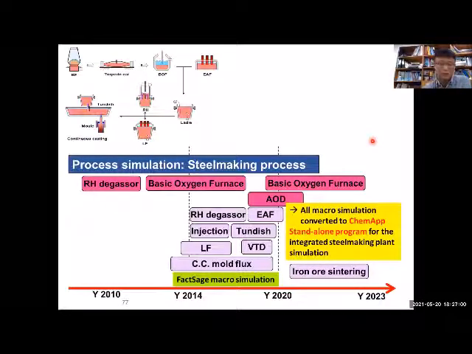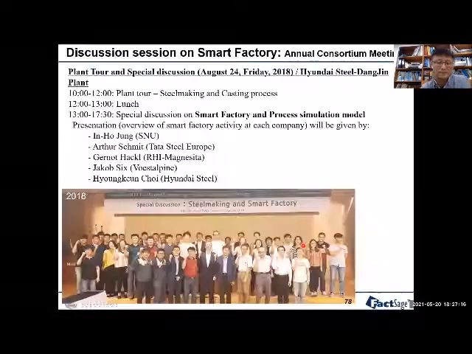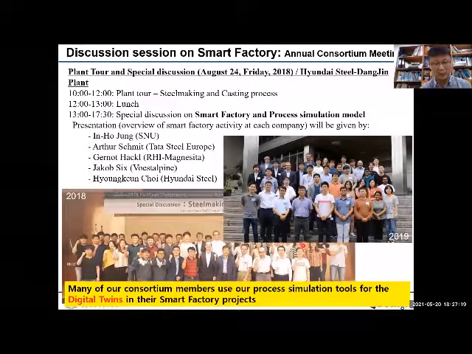So we made a simulation tool for the entire secondary steelmaking refining process over the last about 6 years, and we are now making the next stage operation tool, which can go to the dynamic plant model. Many people already see that this is very useful. Every year we hold a consortium meeting, and within it we have the so-called smart factory session. We have presentations by different companies showing the activities they are doing for the smart factory process in their plants.